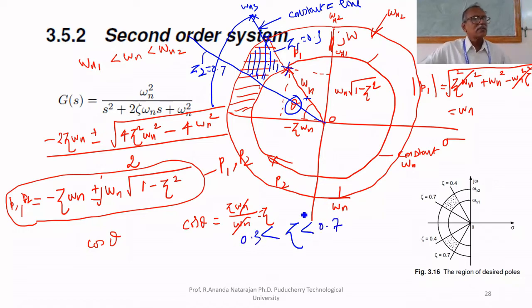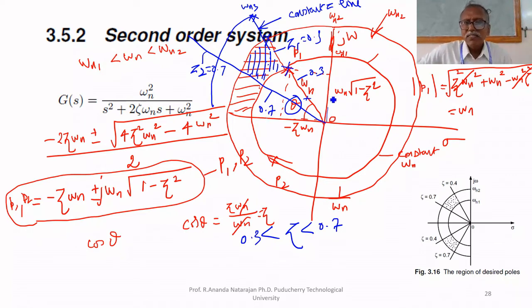Can I say like that? Because this is a constant zeta line, 0.7. This is the 0.7 zeta line. This is the 0.3 zeta line. If I select any pole between these two, its zeta value is between 0.3 and 0.7.